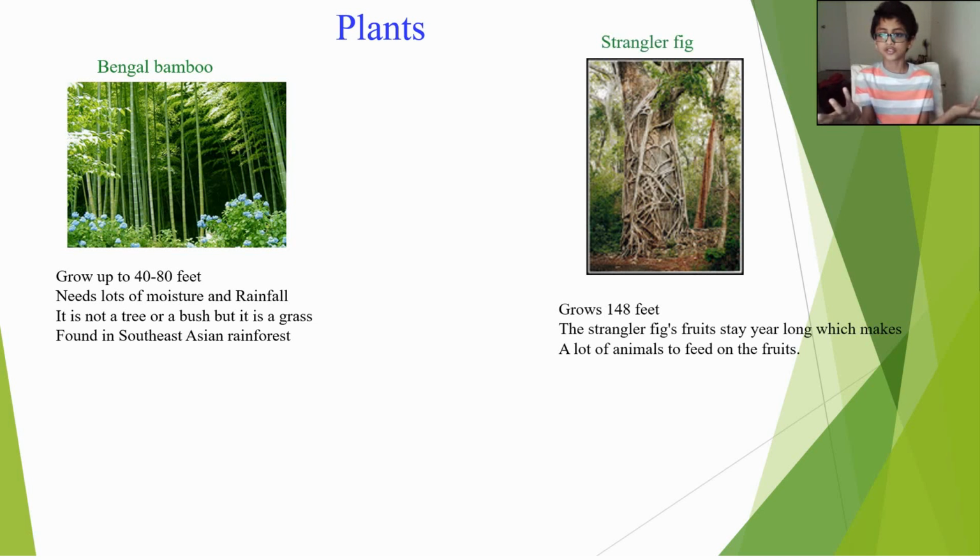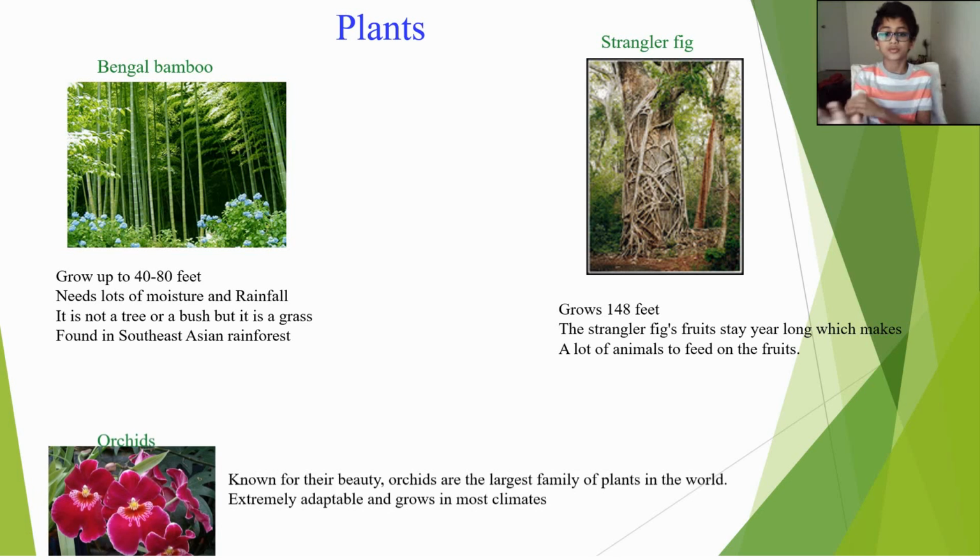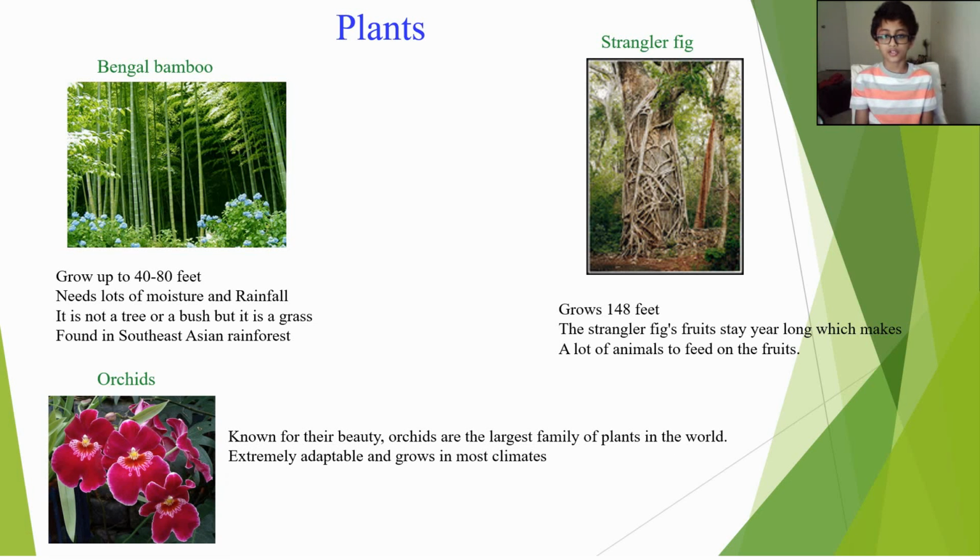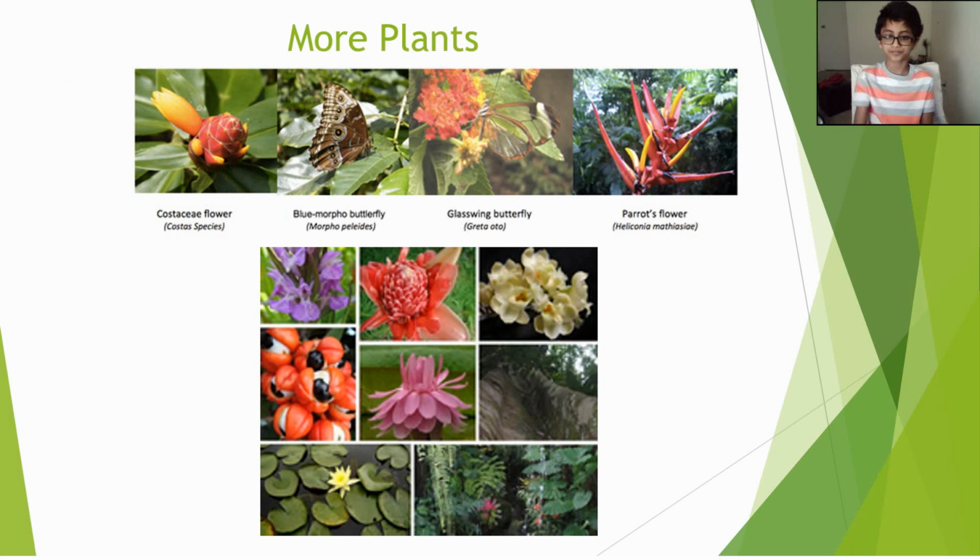Now we have the strangler fig. It grows up to 148 feet, and the strangler fig's fruits stay year-long, which makes a lot of animals feed on its fruit. Also, there are orchids. It's known as the largest family of plants in the world, and also it's very adaptable. So it adapts to any climate. This is a plant that you could grow in your house.